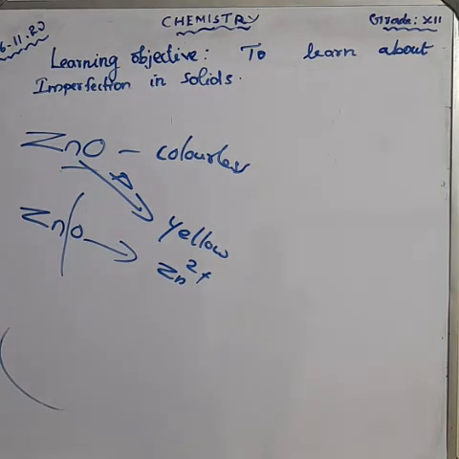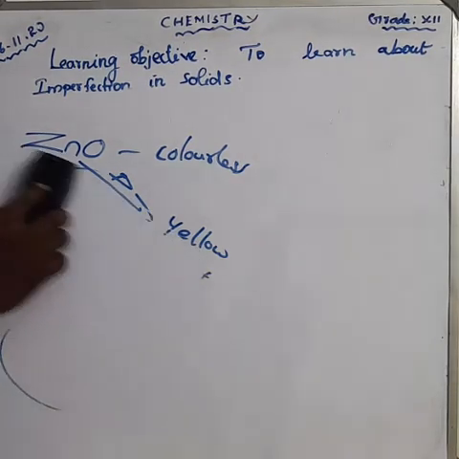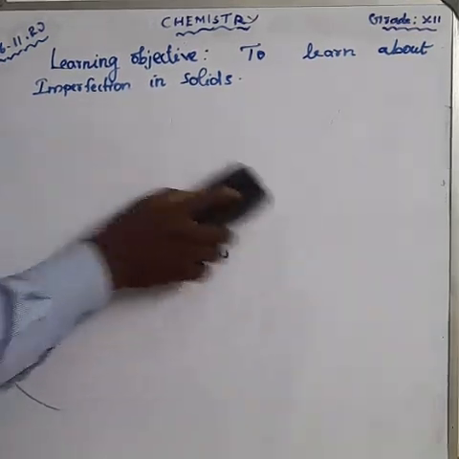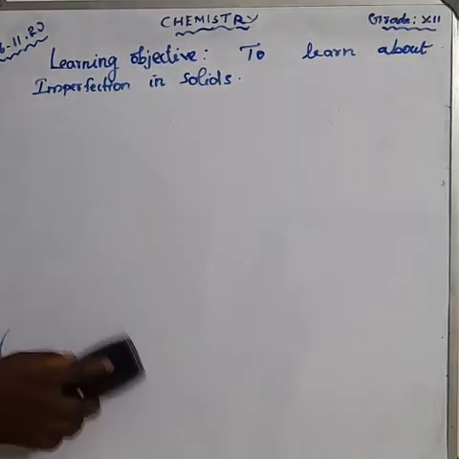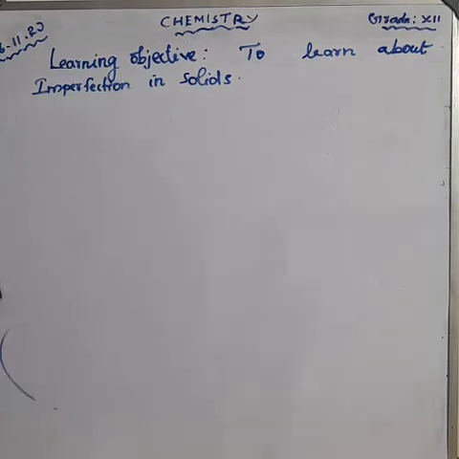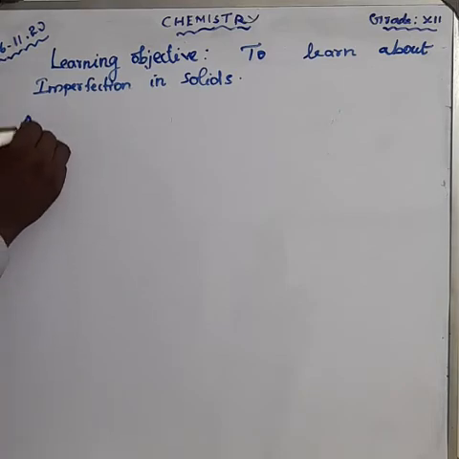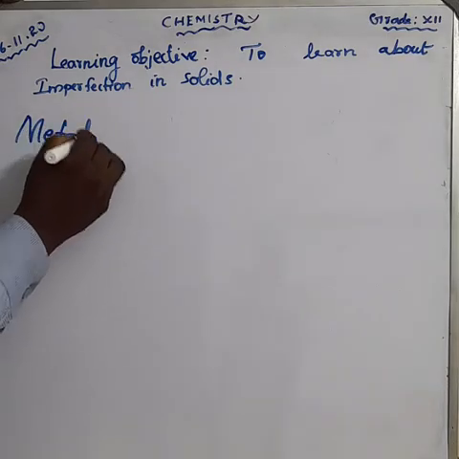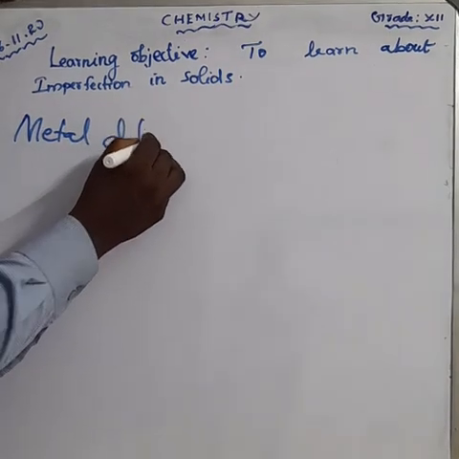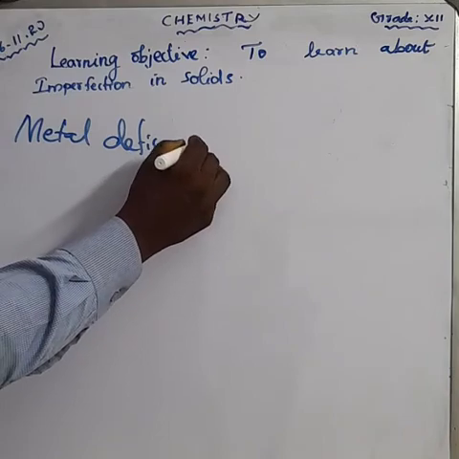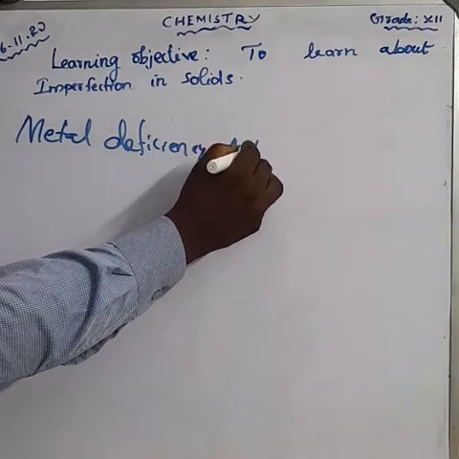Okay. Next, about the metal deficiency defect. Here deficient means some shortage. We are saying there is a lesser number of cations than anions. Metal deficiency defect.